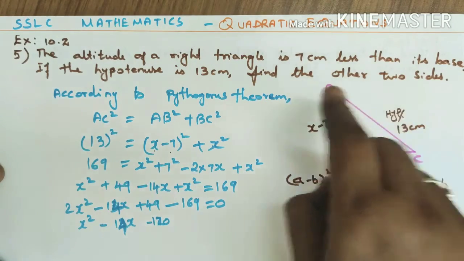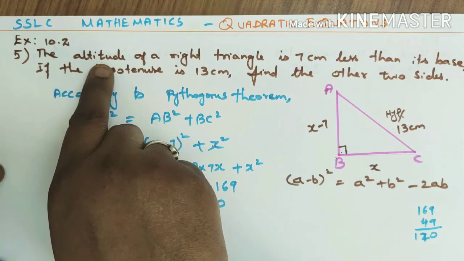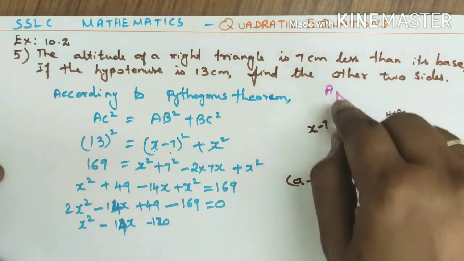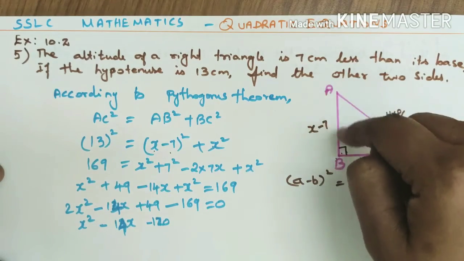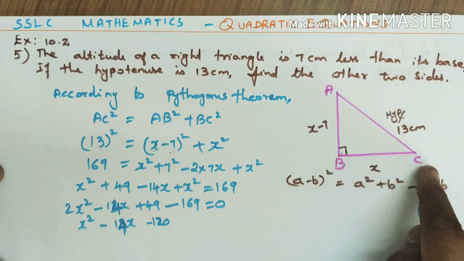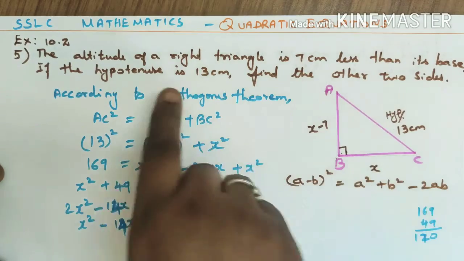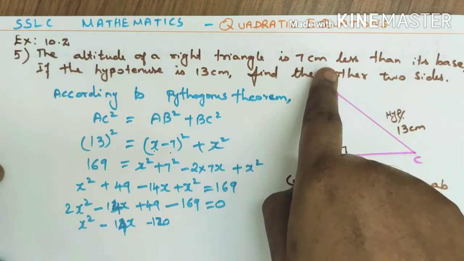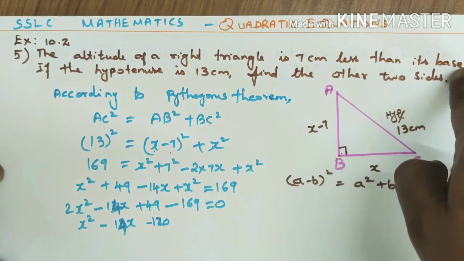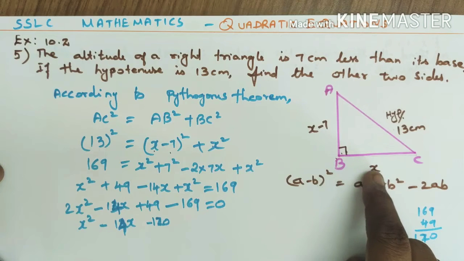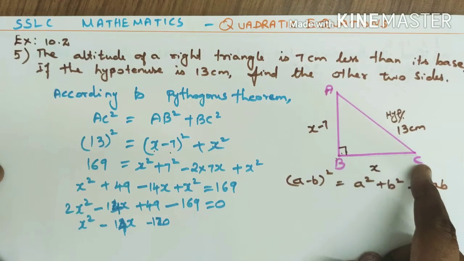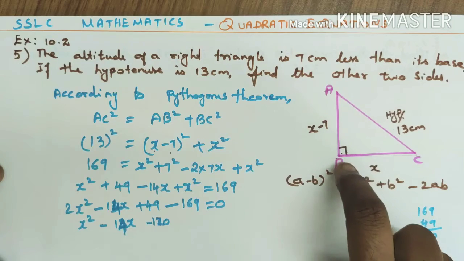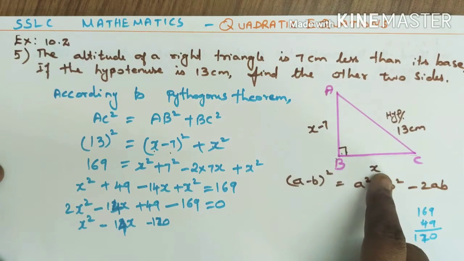Is it clear? Then what do you mean by altitude? Altitude is nothing but the height of the triangle. So here AB is the altitude of the triangle, that is the height of the triangle. The base is BC. So here they have given the clue: the altitude of a right triangle is 7 centimeter less than its base. So we should consider, let the base measurement be x centimeter. Is it clear? So the altitude will be 7 less than the base.